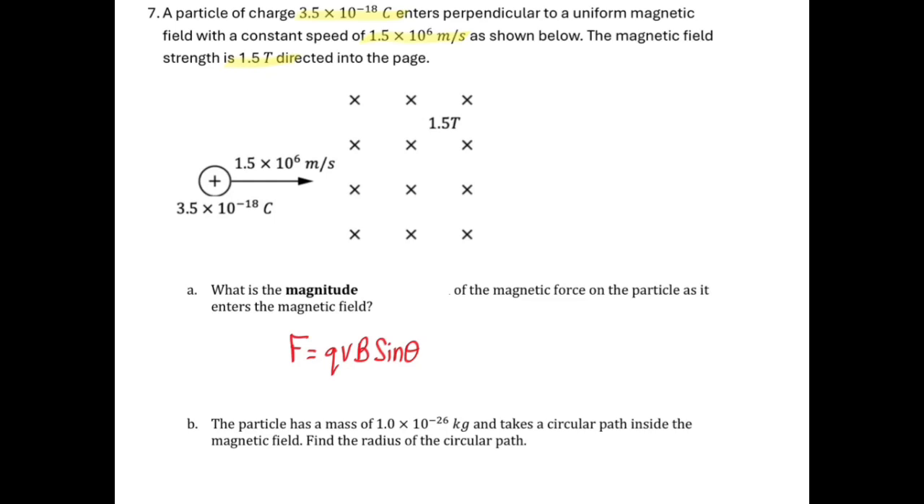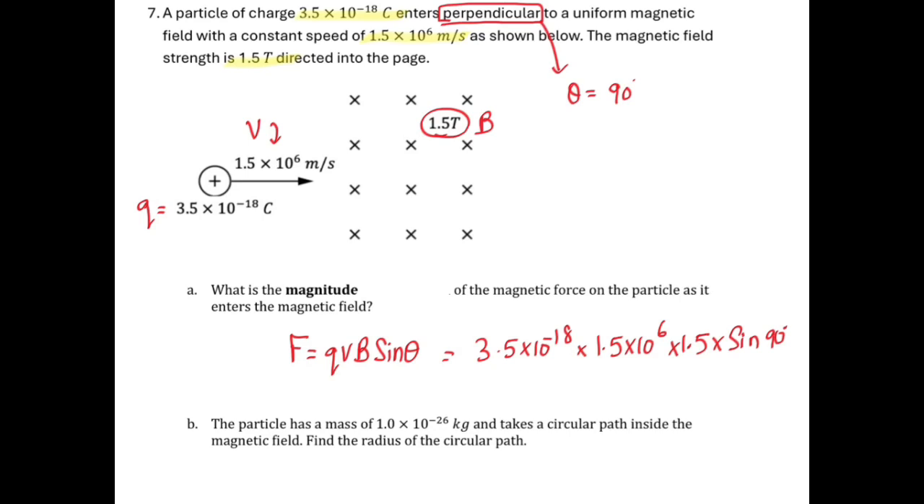The formula is QVB sine theta. Q is given to us, V is given to us, B is given to us. For the angle, if you read the question carefully, it says that the charge is entering perpendicular to the magnetic field. So theta is 90. We can substitute and get the answer for force, which is 7.9 times 10 to the -12 Newton.